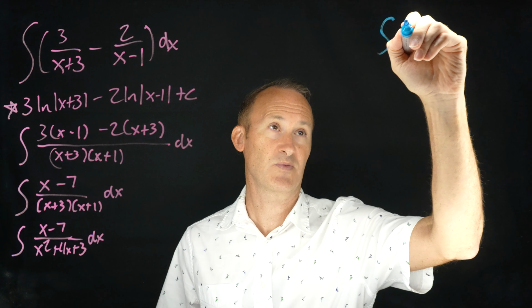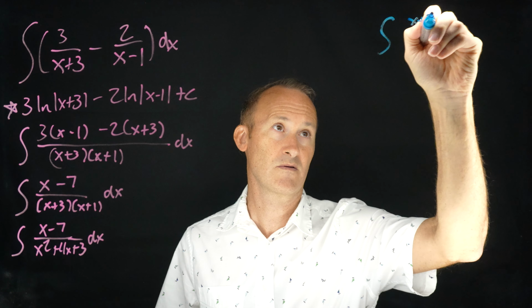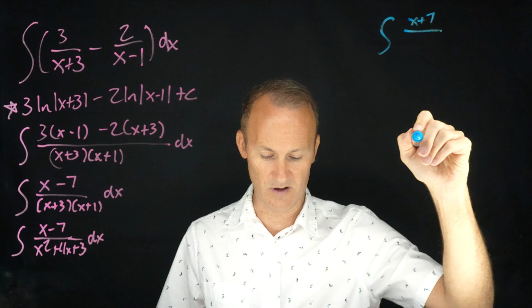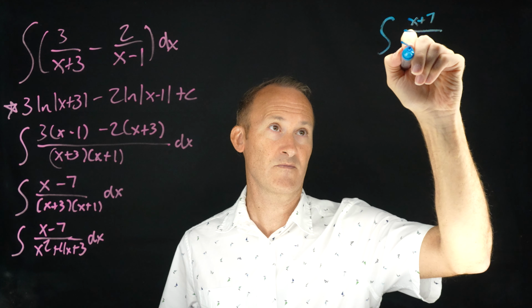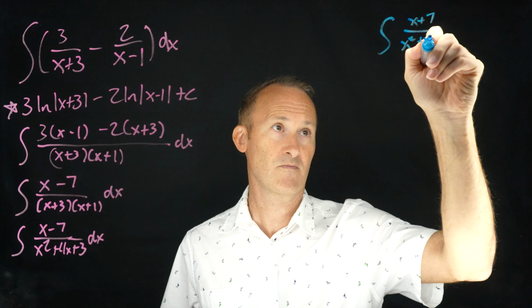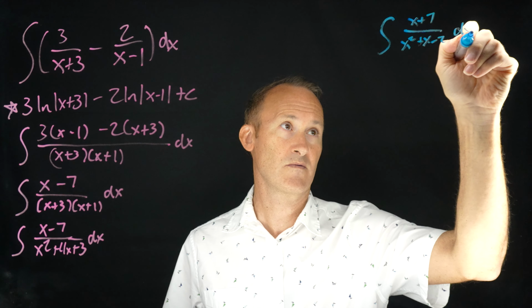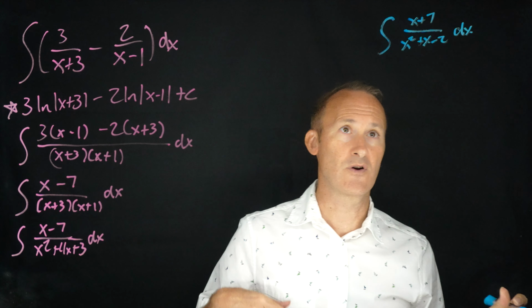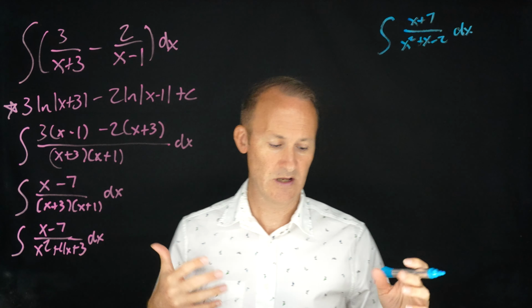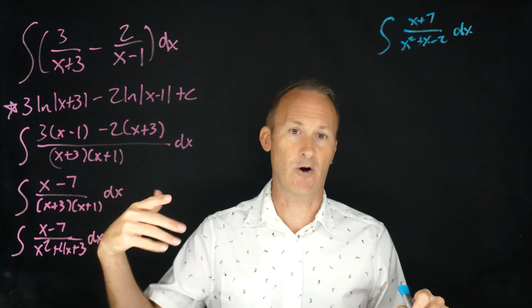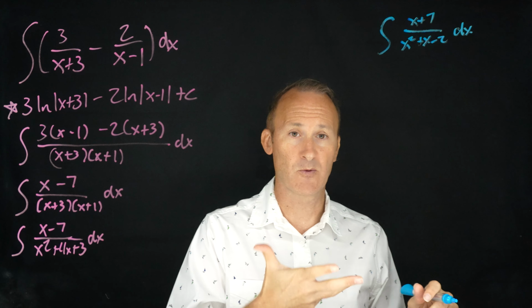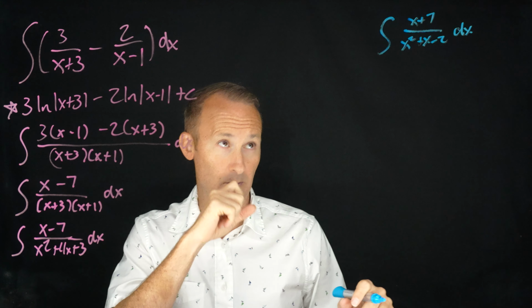How about x plus 7 over, let's go with x squared plus x minus 2 dx. Okay, so this is what we're trying to integrate. And the idea is we want to use this method of partial fractions to figure it out. We're going to learn the method through this example.